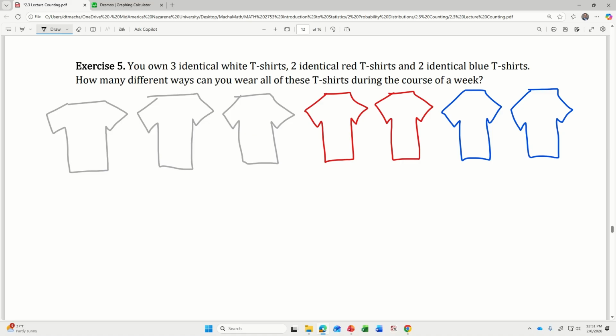You said you can't tell them apart. But for the purpose of this problem, are they different? No. They're all the same? Okay. So if I wear a white shirt on Monday and Tuesday and Wednesday, I don't know which white shirt I wore on what day. It's completely meaningless to try to number these or anything like that for the purpose of counting. It doesn't make a distinct choice if you reorder the white shirts or the red shirts or the blue shirts.